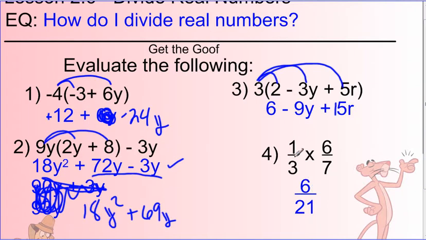And the last thing here is one practice problem of multiplication of fractions. If you remember, when you multiply fractions, you multiply straight across. So 1 times 6 is 6. 3 times 7 is 21. And the only thing they forgot to do is simplify. You can divide top and bottom by 3, and you get 2 over 7.